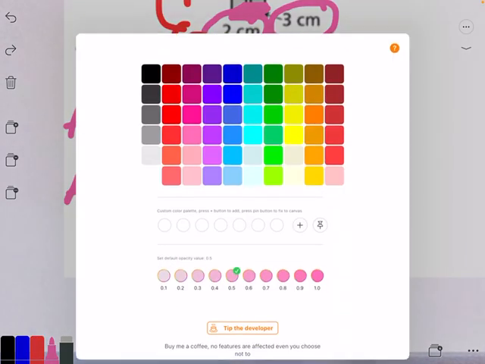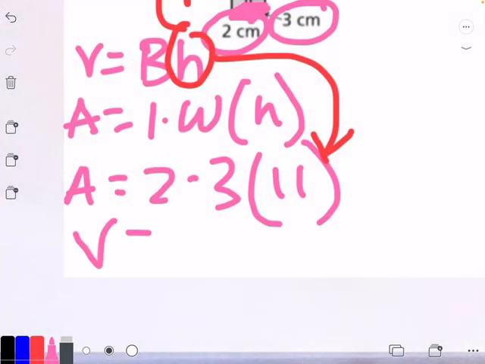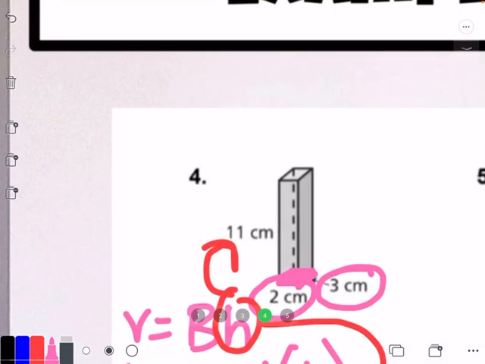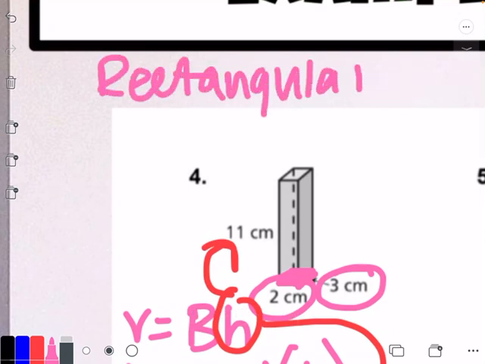So that is volume equals 2 times 3 times 11. So 2 times 3 times 11, which is 66 centimeters cubed. And this is a rectangular prism.